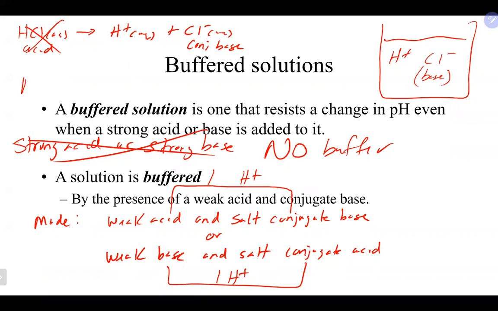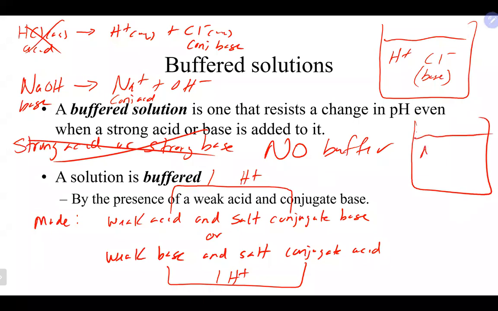Same thing if you took something like sodium hydroxide, which breaks apart into sodium ion and hydroxide. This is a base, and this is sort of its conjugate acid, if you will. And really, if you put sodium hydroxide in solution, you have sodium and hydroxide. You have really just the conjugate acid there. You have no base, because there are no sodium hydroxide units still together.